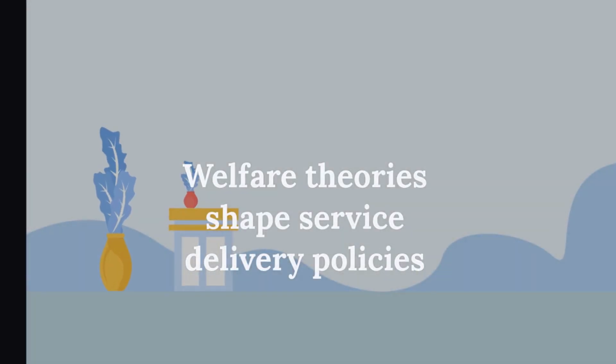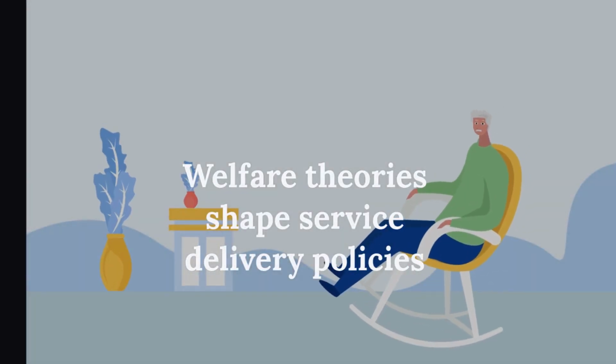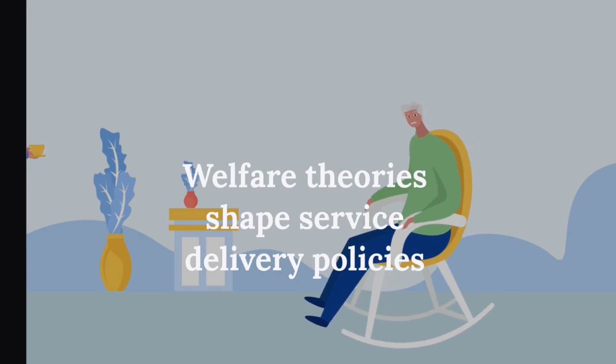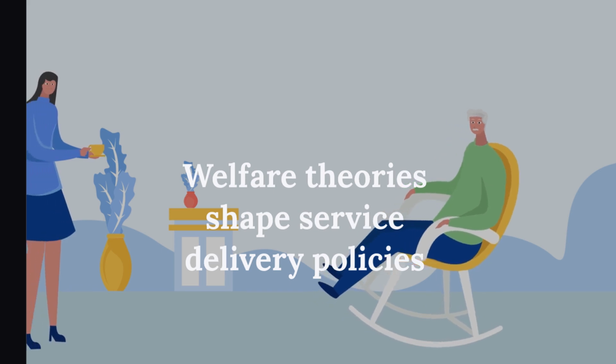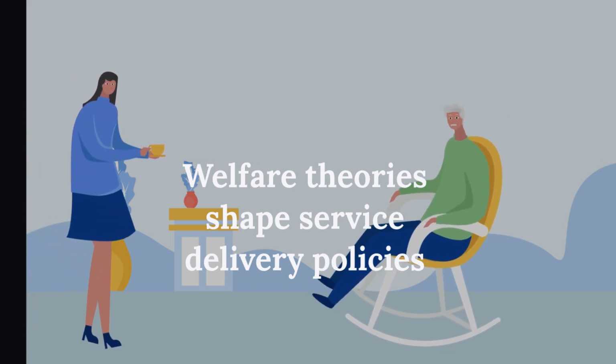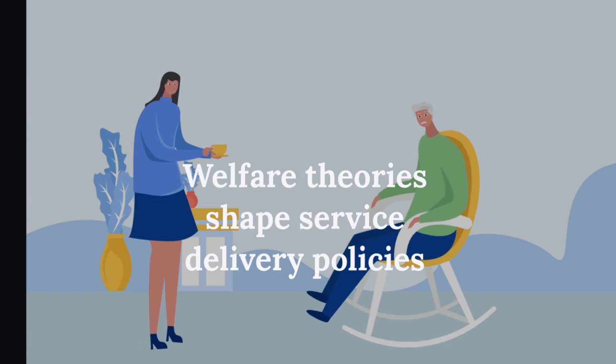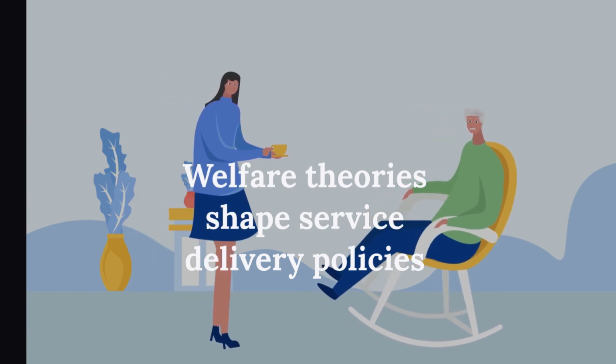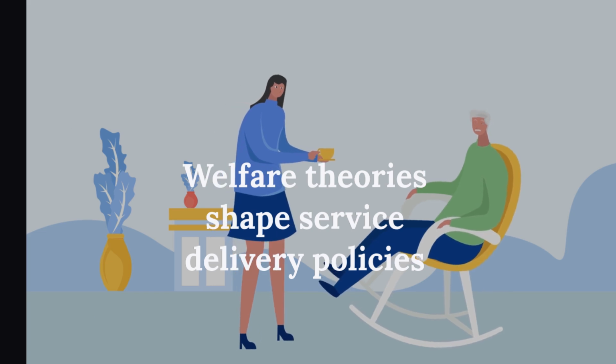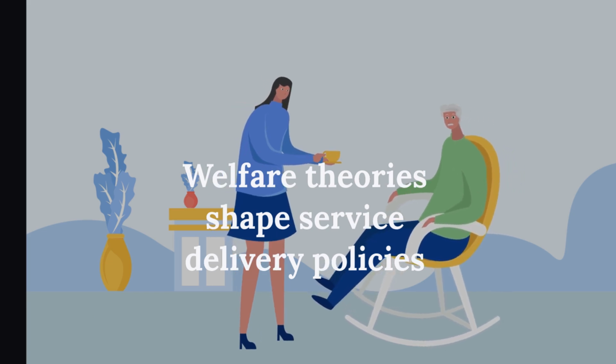Social policy theories underpin welfare provision. These theories influence how services are delivered. The welfare state aims to alleviate poverty and social exclusion. Industrialized countries often adopt a welfare state model. This ensures basic needs like income, housing, and healthcare are met.